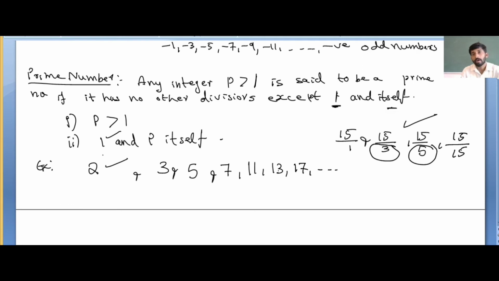I think now you are clear. Just remember the condition. Any number is said to be a prime number if, first, that number must be greater than 1.